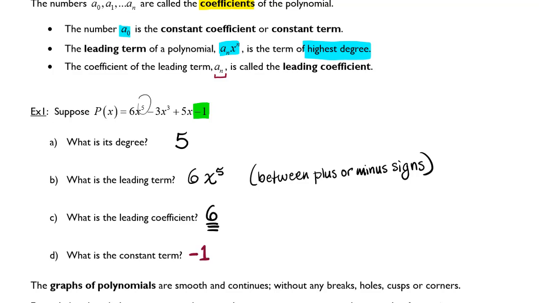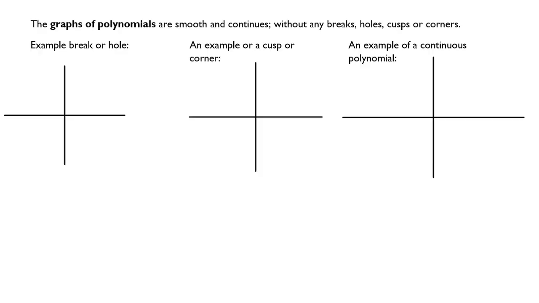Let's graph some different examples and determine which ones are polynomials. The graphs of polynomials are smooth and continuous without any breaks, holes, cusps, or corners. An example of a break or hole would be something where your polynomial may be moving along, but then all of a sudden there's either a gap or there's a change in height, and then it continues on.